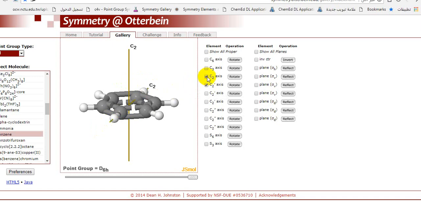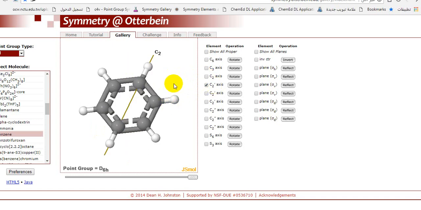Add another C2, another C2, another C2. We have too many C2. And this one is between two atoms, this is between two atoms, and between two atoms. And the last one.